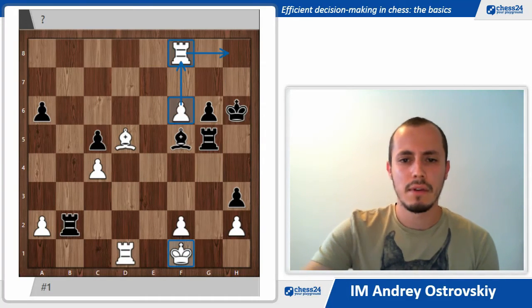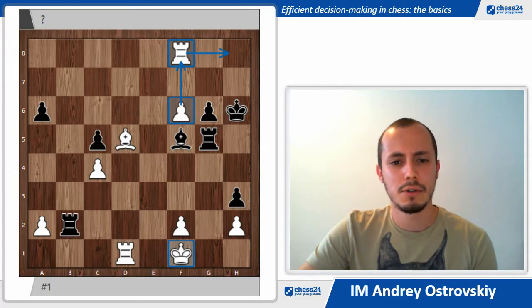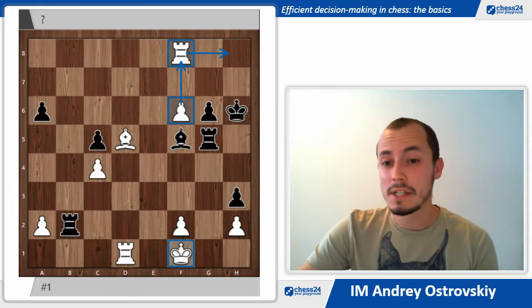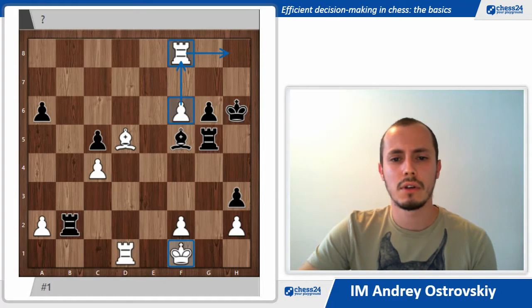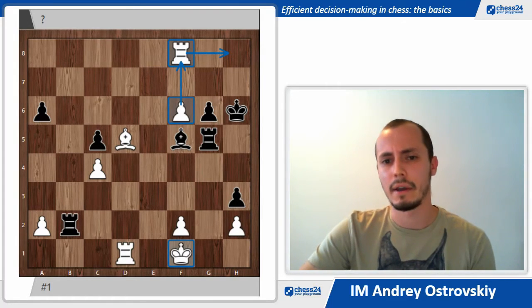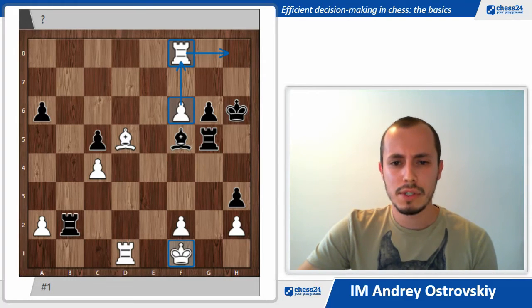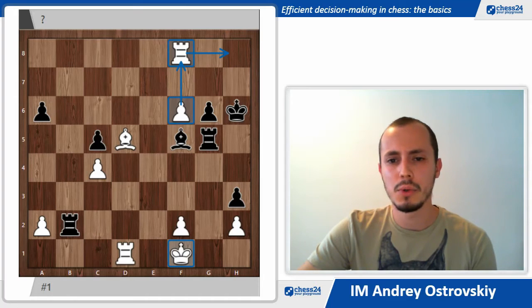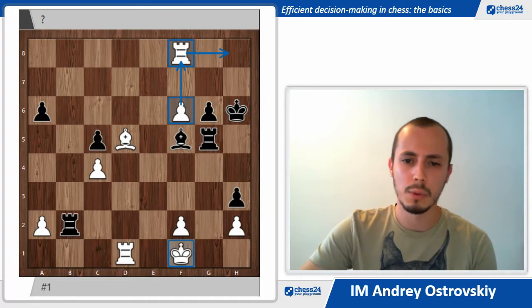So king h7 doesn't work here. Black has to search for forcing continuations. What does it mean? Forcing continuations are checks, usually captures, and active moves with an attack. To understand what to attack, we have to pay attention to vulnerable squares and vulnerable pieces.